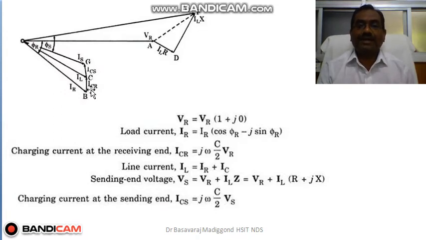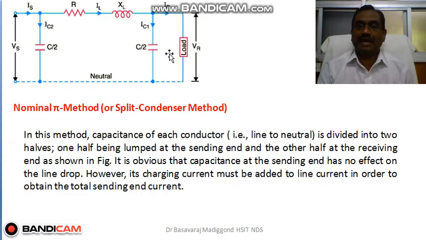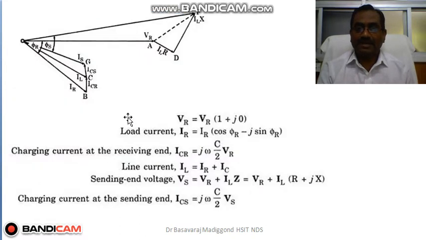IC1, or you can say ICR. ICR means the capacitance that is connected across the receiving end, that is ICR, right? Like this is ICR, which I have written as IC, C by 2, C by 2. So IC1 I have written as ICR. This current leads VR by an angle of 90 degrees. That's what has been written here. This current leads VR by 90 degrees.